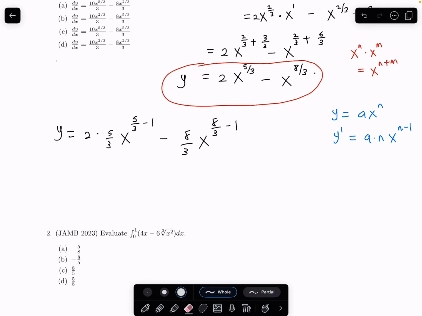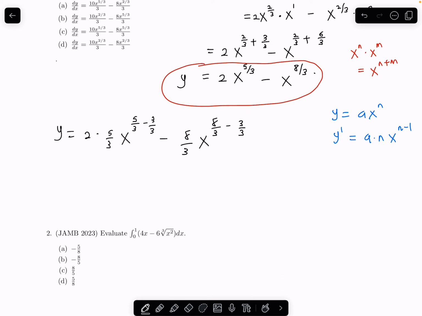And to simplify this, I can rewrite the 1 as 3 over 3 in both places. The reason I'm writing 3 over 3 is that I want to make the denominators the same, right? So if you simplify it, this is my y prime. y prime is going to be 10 over 3 x to the power of 2 over 3 minus 8 over 3 x to the power of 5 over 3.